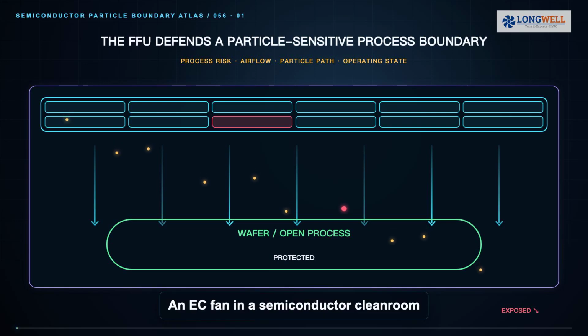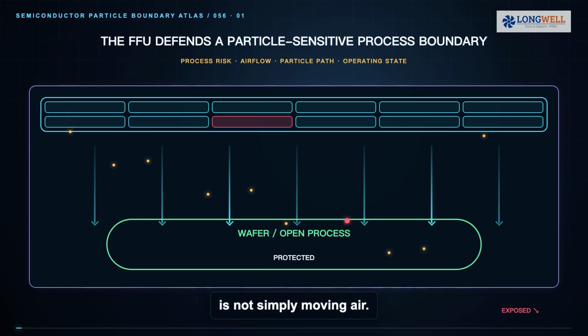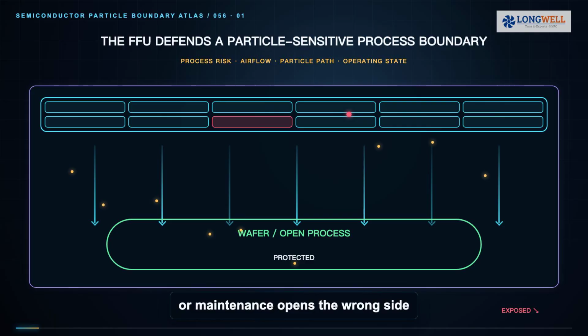An EC fan in a semiconductor cleanroom is not simply moving air. It is defending a particle-sensitive process boundary. If one fan filter unit slows down, a filter loads unevenly, or maintenance opens the wrong side of the ceiling, the cleanroom can still look normal while the airflow pattern around the wafer has already changed. So the useful question is not, how much air does this fan move? It is, how does the complete FFU system protect the process in every operating state?